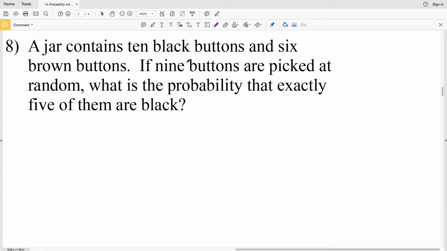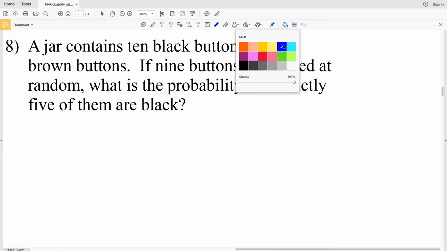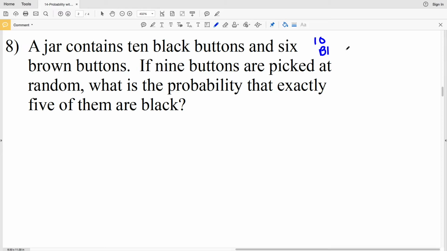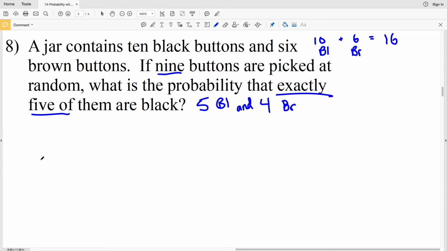And number 8, a jar contains 10 black buttons and 6 brown buttons. So if we have 10 black and 6 brown, that's going to be a total of 16 buttons. If 9 buttons are picked at random, what is the probability that exactly 5 of them are black? So if exactly 5 are black and we're picking 9 total, that means that 4 have to be brown. So there's 5 black and 4 brown out of the total combination of buttons, which we're choosing 9 out of 16, so 16 choose 9.